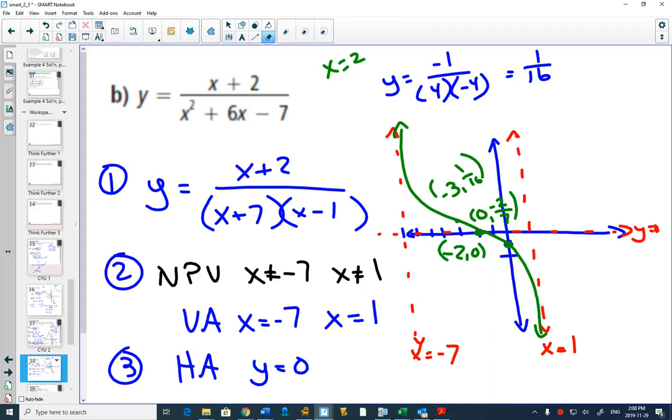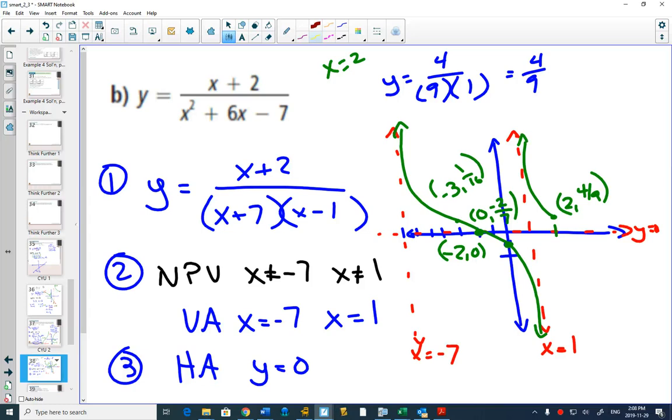I'm going to take out my eraser and erase these numbers. What happens when I plug in 2? Can you see that you would get 4 on the top? 2 plus 7 is 9. 2 minus 1 is 1. You would get 4/9. So on my graph, I would go to 2, 4/9, and graph (2, 4/9). Now that I have a point in that section, it has to go towards the asymptotes. No new x-intercepts can happen. That section is done.